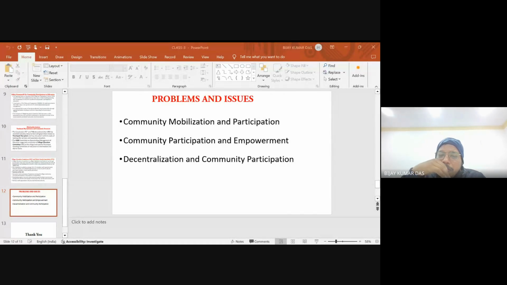Just imagine. Though elementary education in India is characterized by low enrollment and a high dropout rate, the government is taking so many initiatives. Well, why is the government failing? Because of the lack of participation of the community, lack of mobilization of the community, and lack of community empowerment.